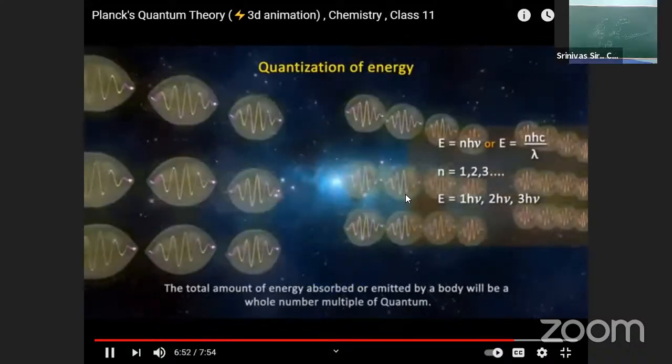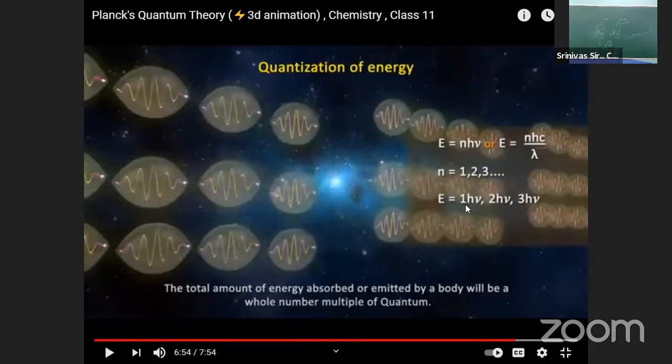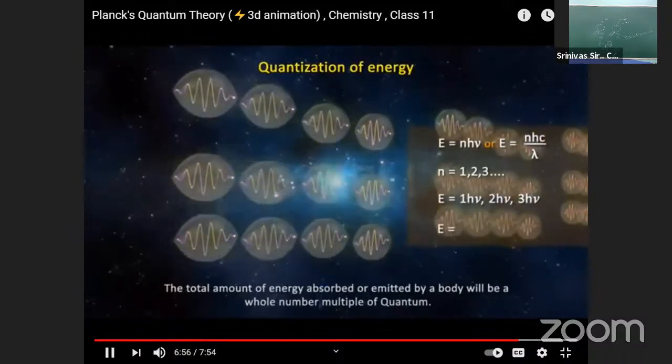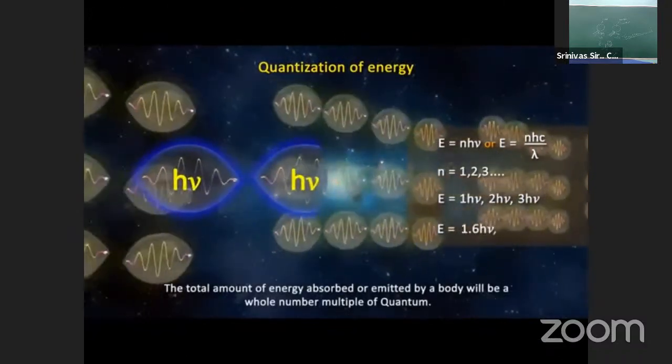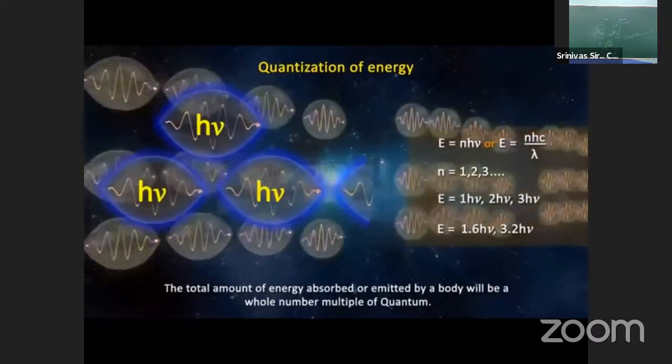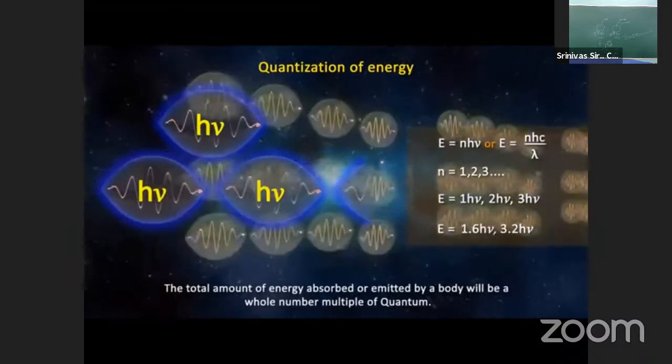You cannot emit or absorb just any energy. You can note down E values possible: 1 h nu, 2 h nu, 3 h nu, and so on, but not 1.5 h nu, 1.6 h nu, 2.6 h nu. They're not possible. Energy which is a fractional value of h nu, such as 1.6 h nu or 3.2 h nu, is not possible.